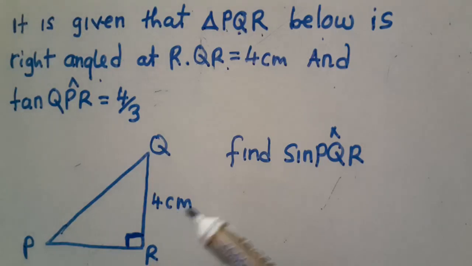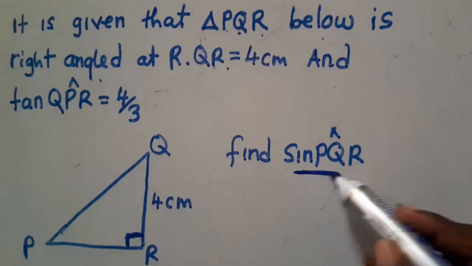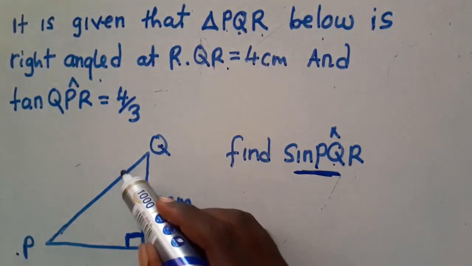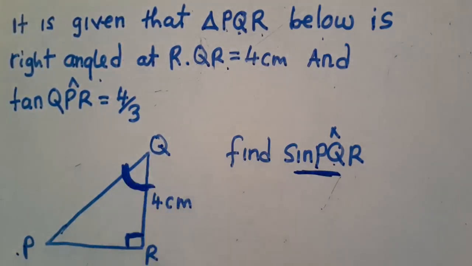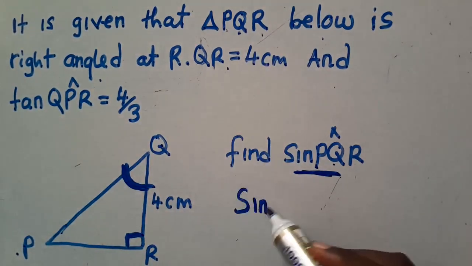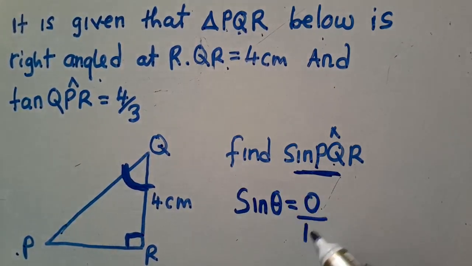The first thing that you are told to find is the sine of PQR. In other words, they want you to find sine Q. So what are you supposed to do? You know that sine theta is equal to opposite over hypotenuse. This is what we know using SOHCAHTOA.